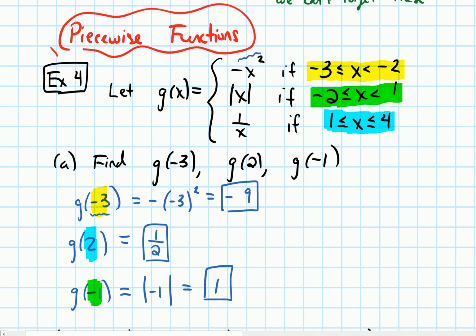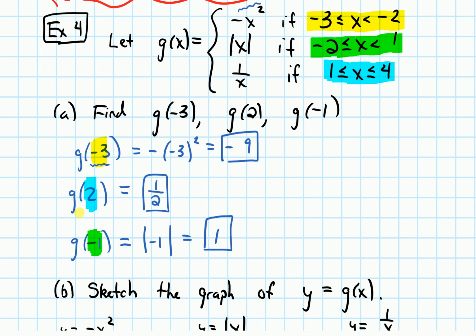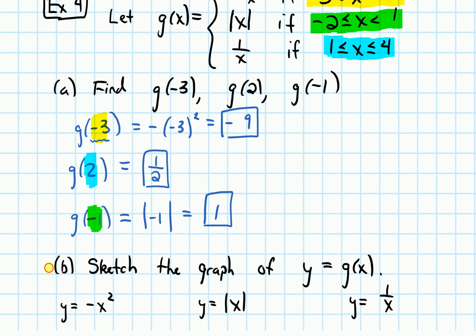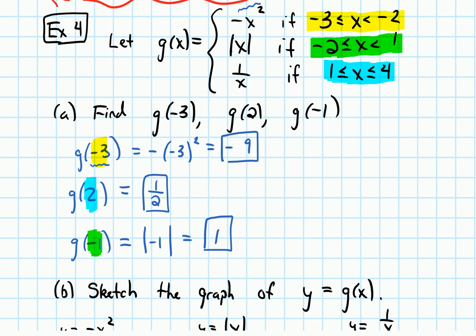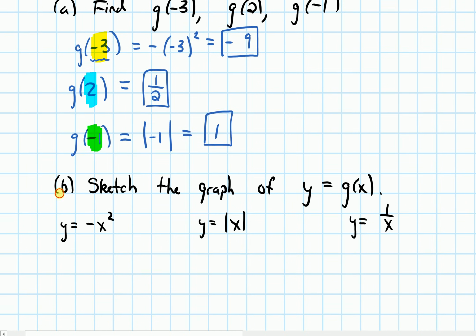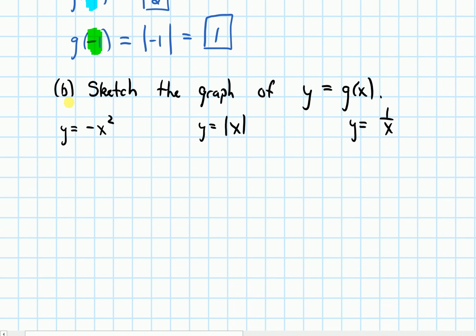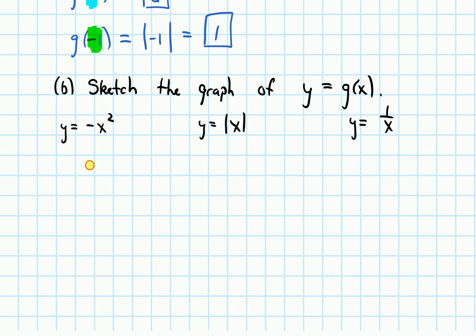All right, so part B of this example is now I want to sketch the graph of this piecewise function. So my piecewise function has 3 pieces to it. It's got this -x² piece, it's got this absolute value piece, and the 1 over x piece. So I'm going to begin by remembering what the graphs of those 3 functions look like. So let's sketch the graphs of those 3 pieces sort of individually.